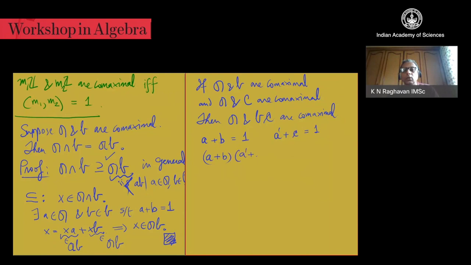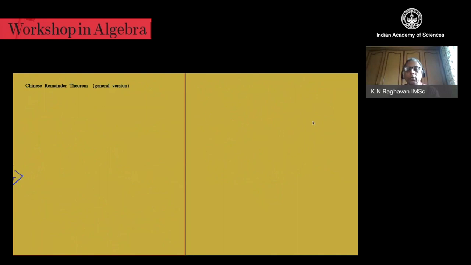And then this side becomes A A prime plus AC plus A prime B plus BC is equal to 1. Well, this whole thing is contained in A because A prime is in A, A is in A, and here A and A prime both are in A. So I have an element of A which, when I add to BC, where this belongs to B times C because it is just this B and product of this B and this C, I get 1. This proves this.